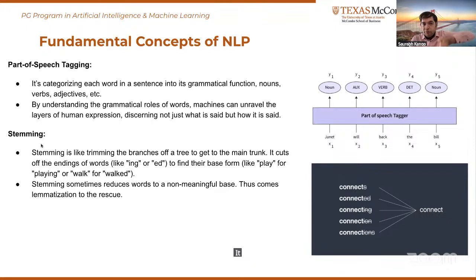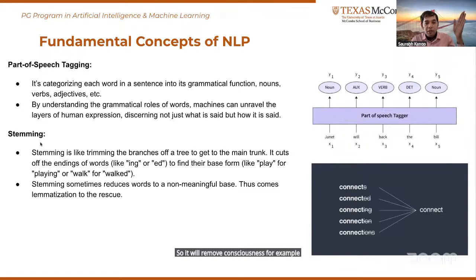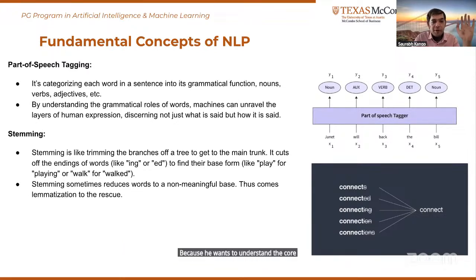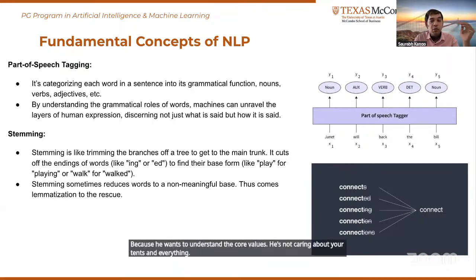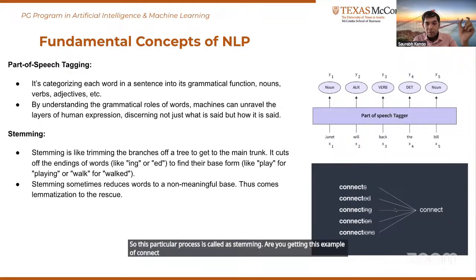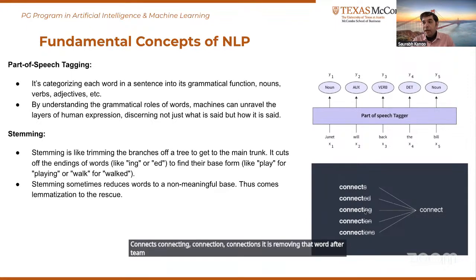It will straight away do a cut after connect. Anything that it sees after connect, it will remove. So it will remove the continuous present tense. For example, run is the core word, and if you're writing running, it will remove ing, right? Because it wants to understand the core word. It's not caring about your tense and everything. It just wants to understand the core language that you're speaking. Are you getting this example of connect? It is removing every word after T, and this is called stemming.